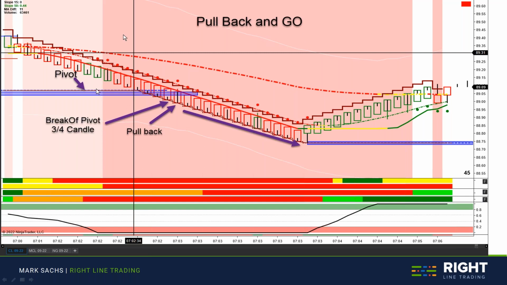So we have a pivot here. This shaded area is higher time frame support. So we don't trade into any of these, we only trade away from them. All right, so what is the pull back and go? It's a break of the pivot by at least a 3/4 candle, right? Then we get a pullback candle. So once this candle pulls back about halfway to the candle, we place an order to sell on down close. Now, if this, let me get my pen here.